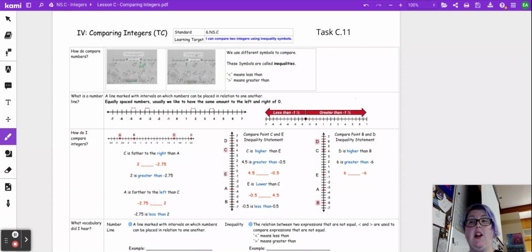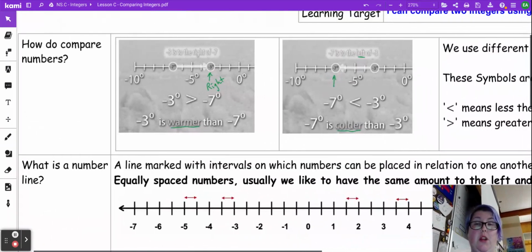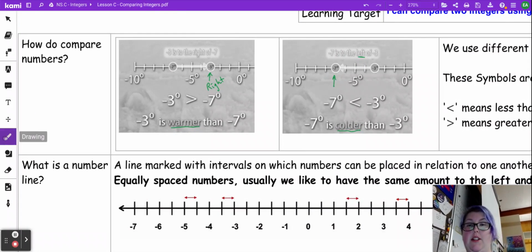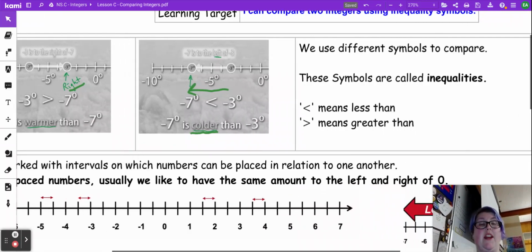Today we are comparing integers using inequalities. So, in Snow School, we were comparing different integers, including the negative numbers. So, what is the colder temperature? You'll see here where it says -3 degrees is warmer than -7. It is to the right of -7. -7 is colder than -3. It's to the left. So we can also use symbols called inequalities.